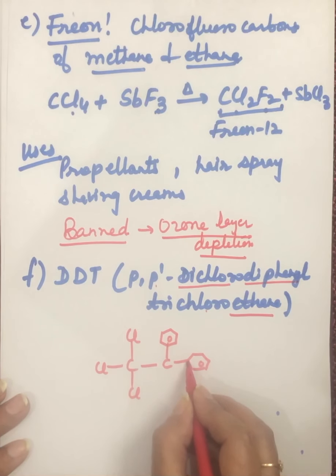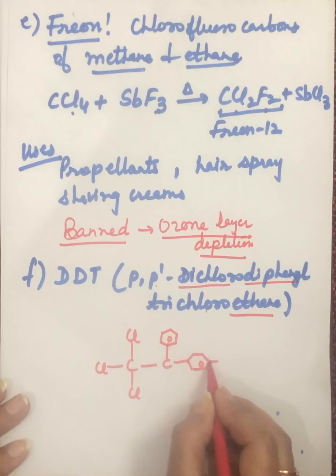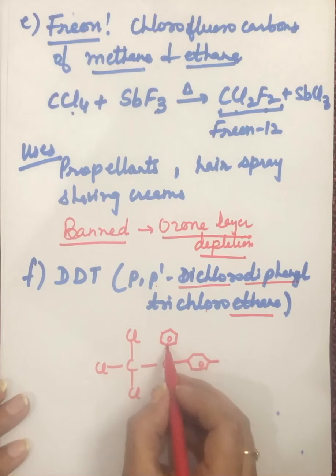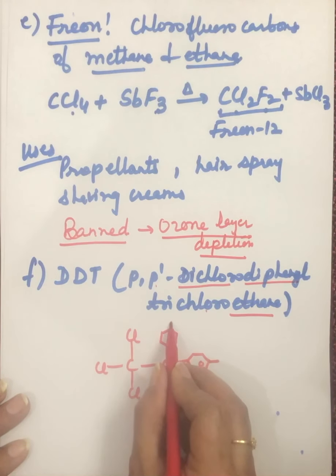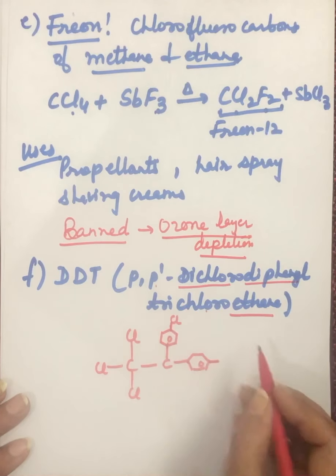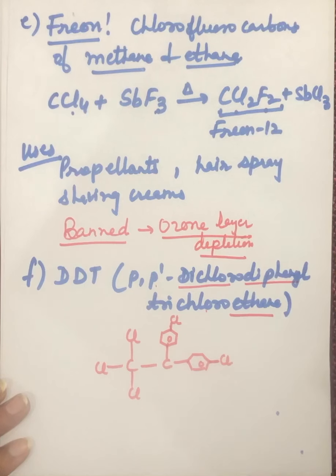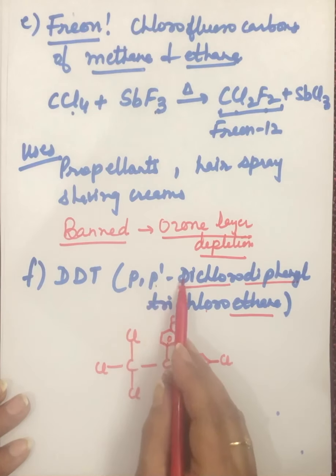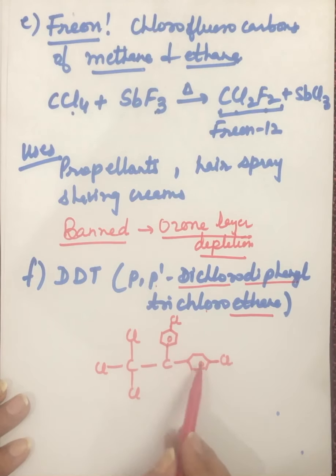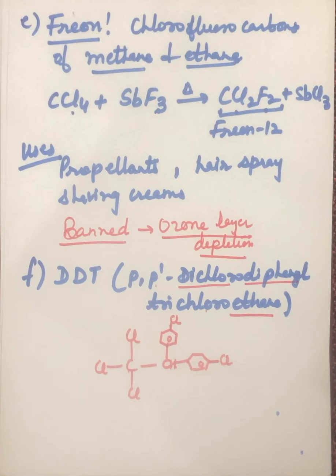This is the first position. This is the 4th position here. So this is the para position. Even here, this is the first position. This is the 4th position. So this is para dash. Para dash dichlorodiphenyltrichloroethane. This is the formula for DDT.